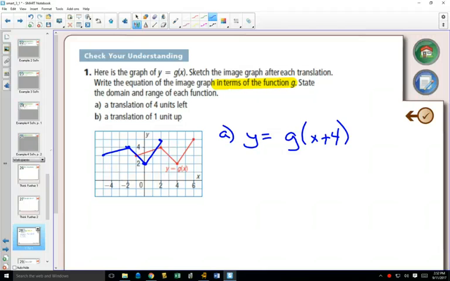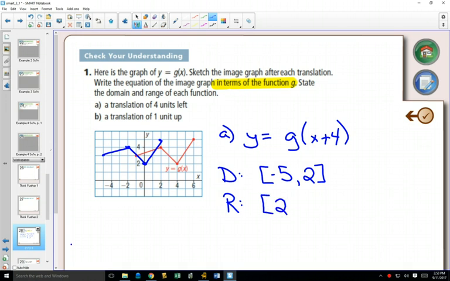And then domain and range. So for our blue graph, I'm going to do this one in interval notation. My smallest value for x is -5, and my largest value for x is 2. Square brackets, because they'll be included on both sides. And my range, my smallest value for y is +2, and it goes up to +5.